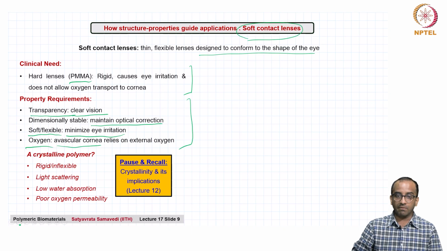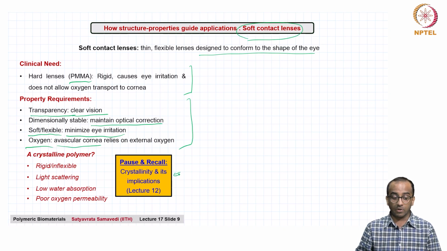So now would be a good time to pause and recall the implications of crystallinity from lecture 12, where I would have asked the same question. Can you use a crystalline polymer for this kind of an application? And we would have very clearly seen that that's a bad idea for the following reasons.